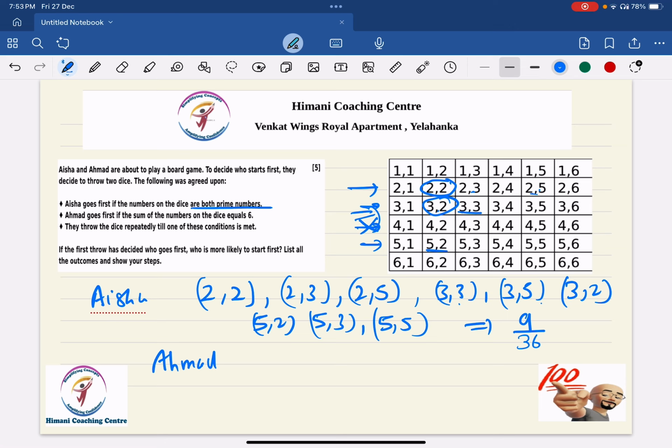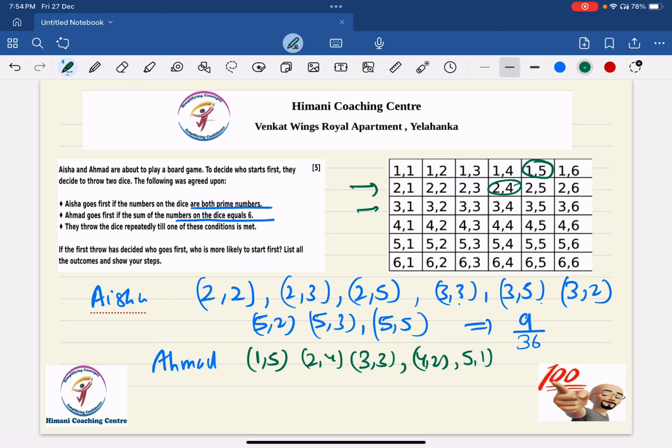Now let us look at Ahmed. For Ahmed, they are saying the sum of the numbers on the dice is equal to 6. So let us look at the options for favorable outcomes for Ahmed. Let me use a different color. So sum is 6, so 1, 5. Then in this row we will have 2, 4, then in this row we will have 3, 3. Then in the next row 4, 2. Then 5, 1. So how many? 1, 2, 3, 4, 5.